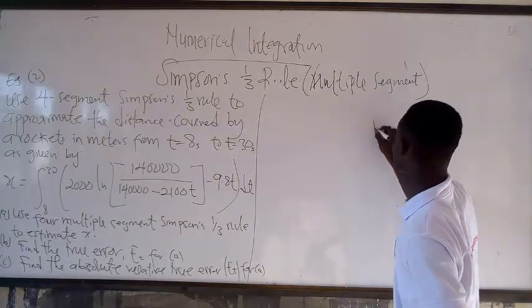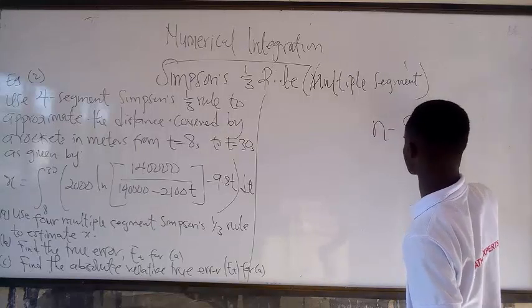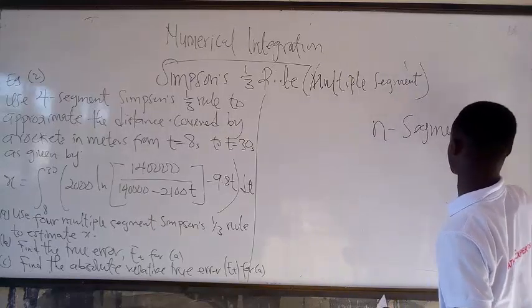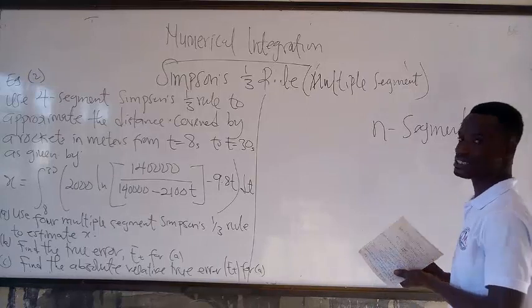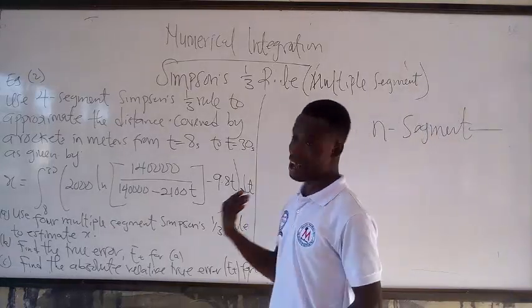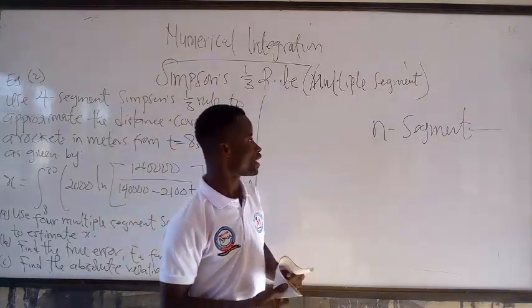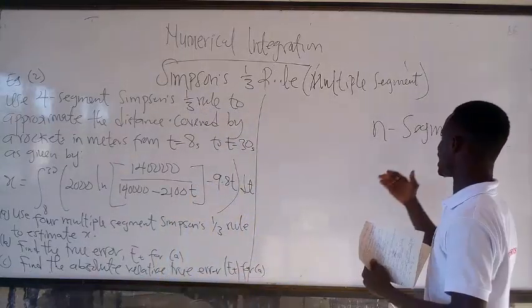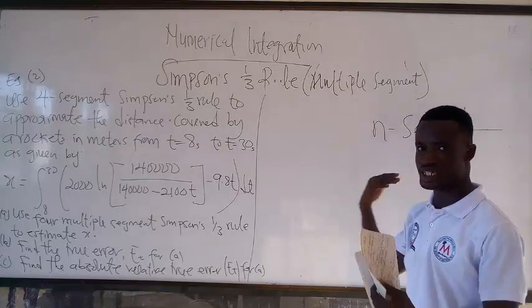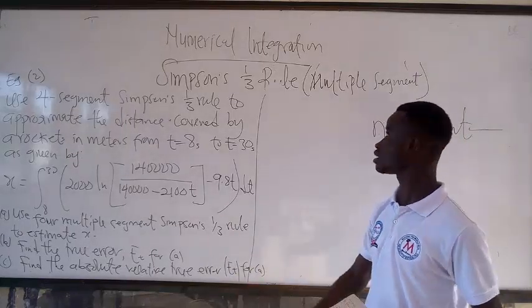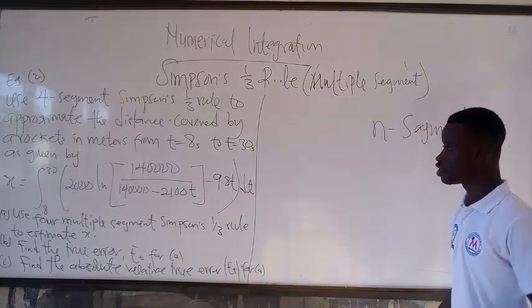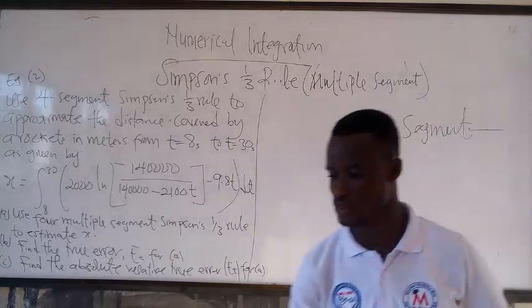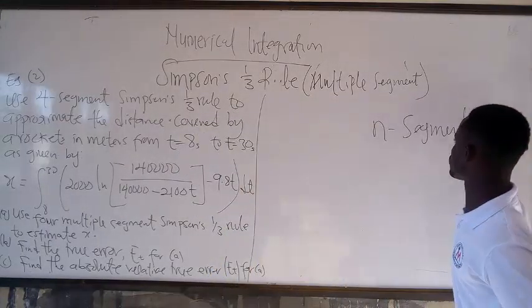That's why I'm saying that it is like n segments Simpson's 1/3 rule. So if you don't hear something like "something segment," that means that it is talking of the single segment. So this is the multiple segment. That's why you have the 4. So now let's continue.